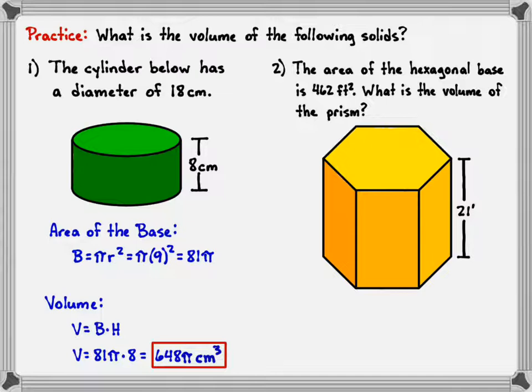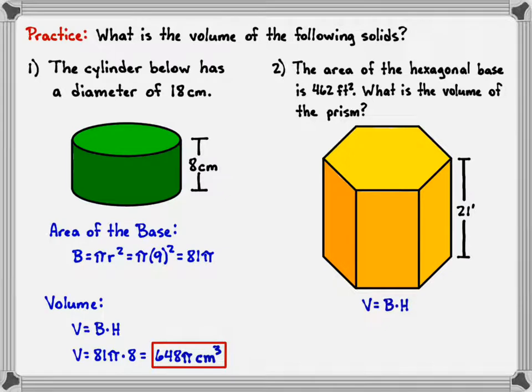But then the question becomes, how do I find the area of that hexagon? Well, fortunately in this particular problem, it gave us the area of the hexagon. It says that the area of the hexagonal base is 462. So we don't have to calculate it like we did here when we found the area of the circle or when we found the area of the trapezoid. We just need to plug it in.